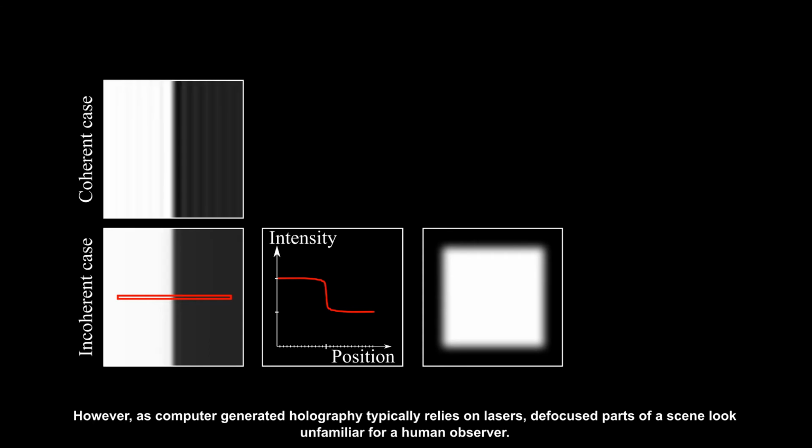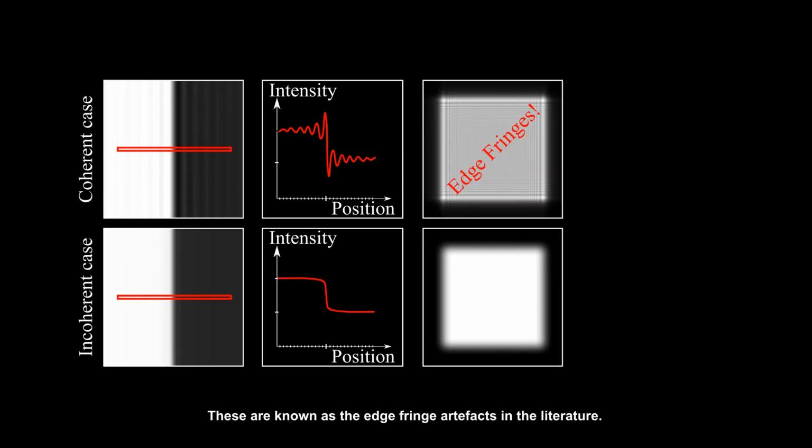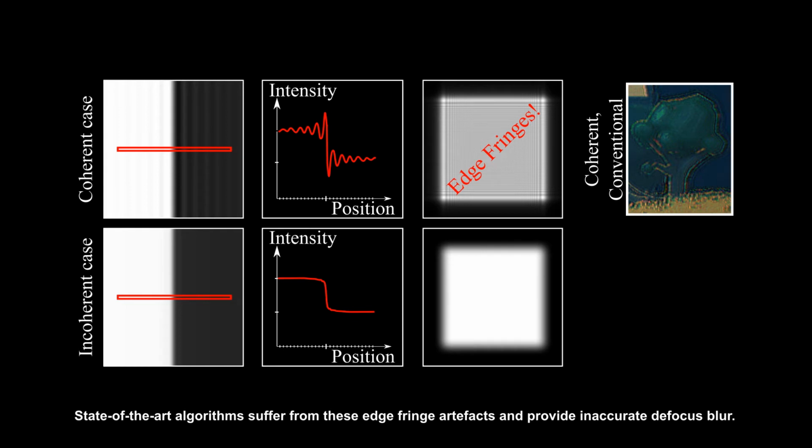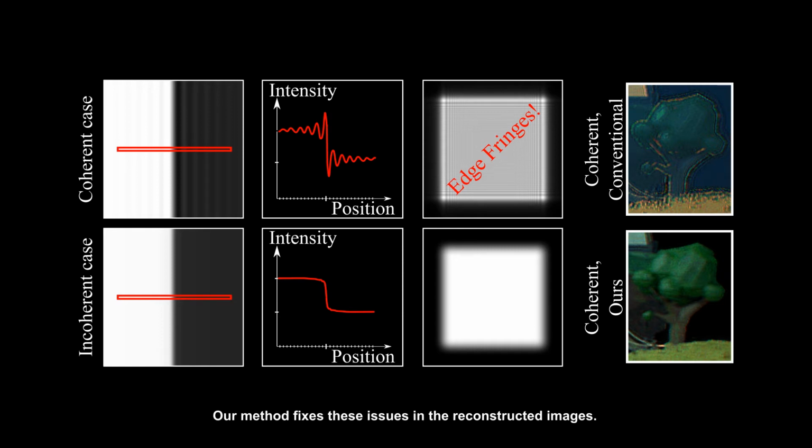However, as computer-generated holography typically relies on lasers, defocused parts of a scene look unfamiliar for a human observer. You start to see high-frequency artifacts during the transition of edges. These are known as edge fringe artifacts in the literature. State-of-the-art algorithms suffer from these edge fringe artifacts and provide inaccurate defocus blur. We address these issues in the context of computer-generated holography used for multiplane reconstructions. Our method fixes these issues in the reconstructed images.